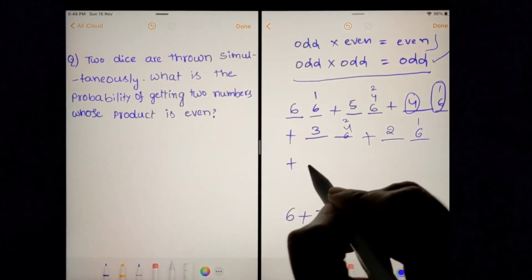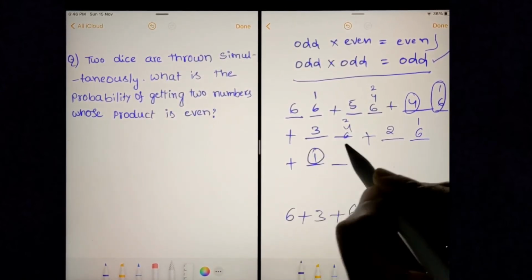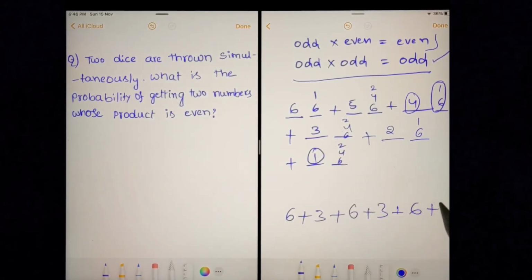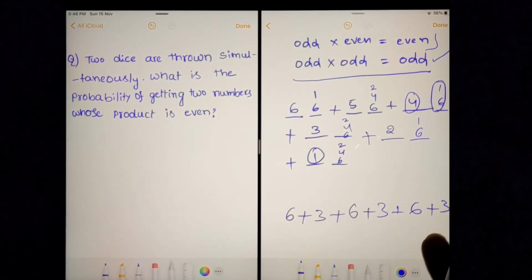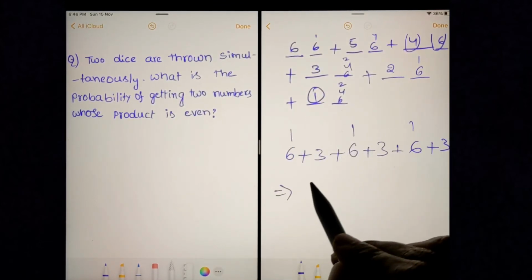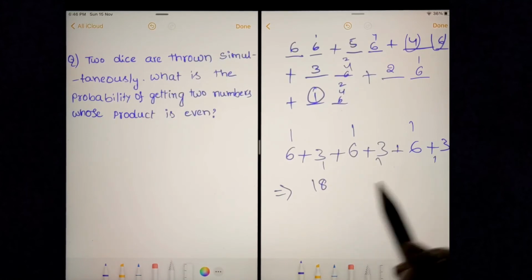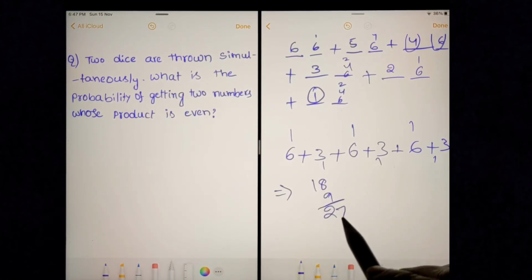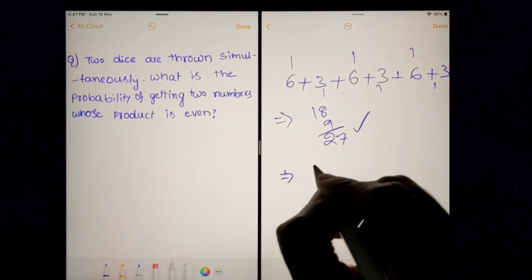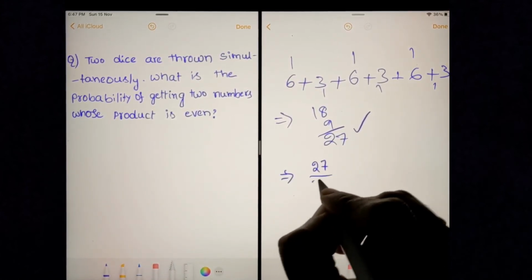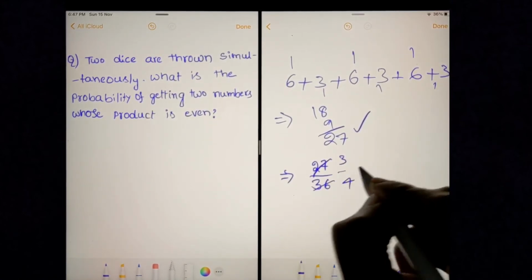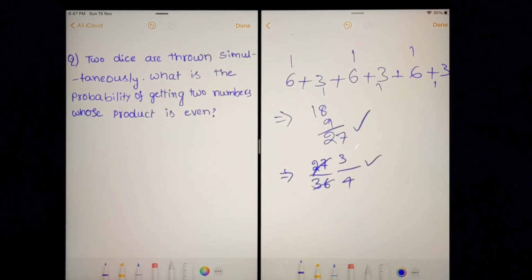And when the first number is 1, because it's an odd number, the second number can be either 2, 4 or 6. Total 3 outcomes. If we sum these, 3 6s are there, that is 18, and 3 3s are there, that is 9. Total 27 expected outcomes are there. What is the answer? The answer is the expected number of outcomes, that is 27, by the total number of outcomes, that is 36. 9 3s and 9 4s. 3 by 4 is the answer.